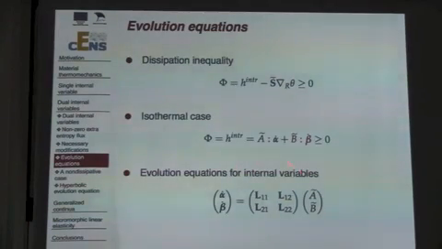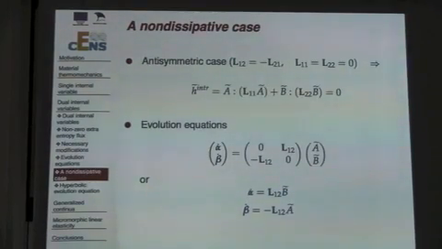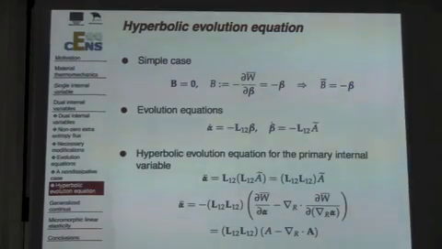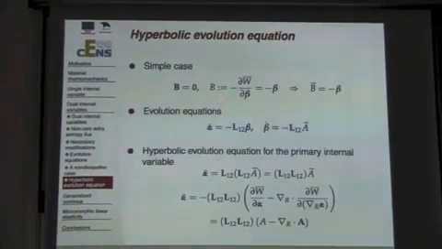And then we go to the general solution of the inequality in this form, where it is the positive definite matrix, the conductivity matrix. And we can simply analyze what kind of matrix we can obtain. If we have the antisymmetric case, like this one, we have evolution equations in this form. In the antisymmetric case, you see that the dissipation inequality is always zero, no entropy production.